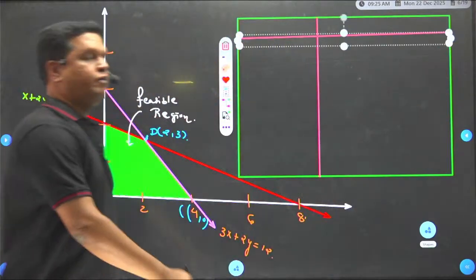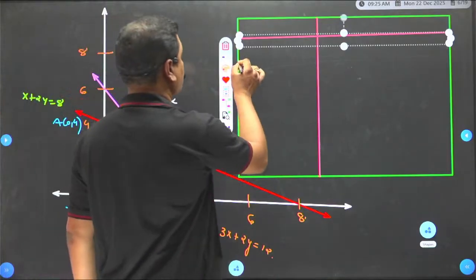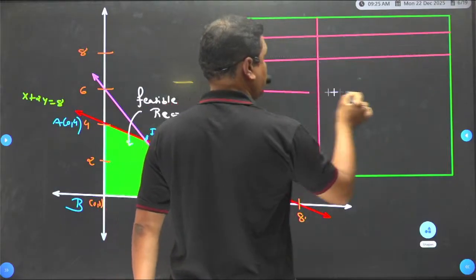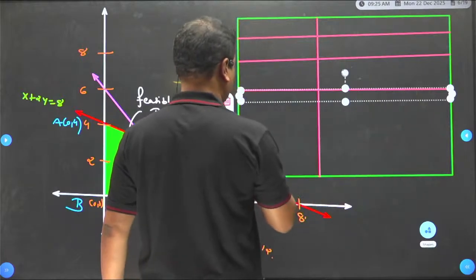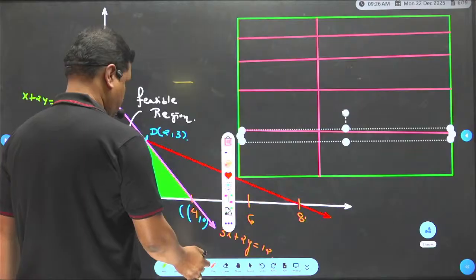Shall you make the graph? Corner points are 4. First, second, third, and fourth.